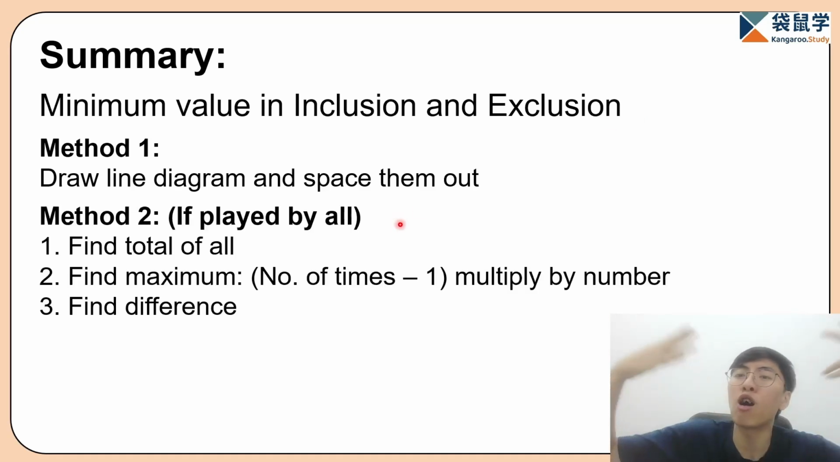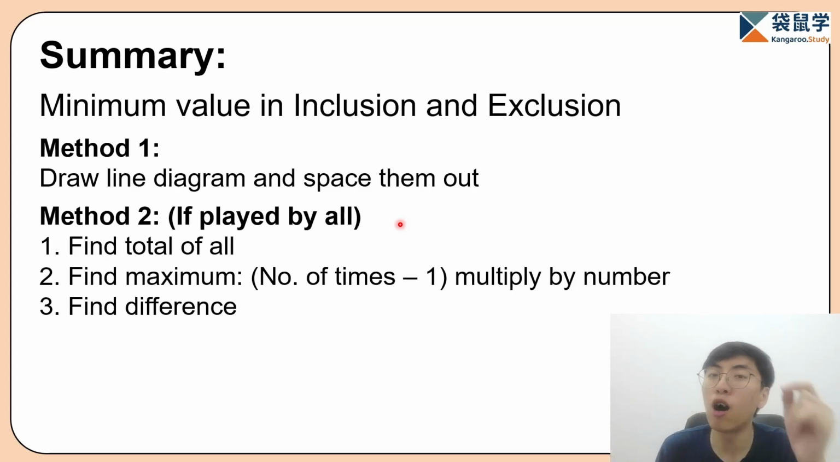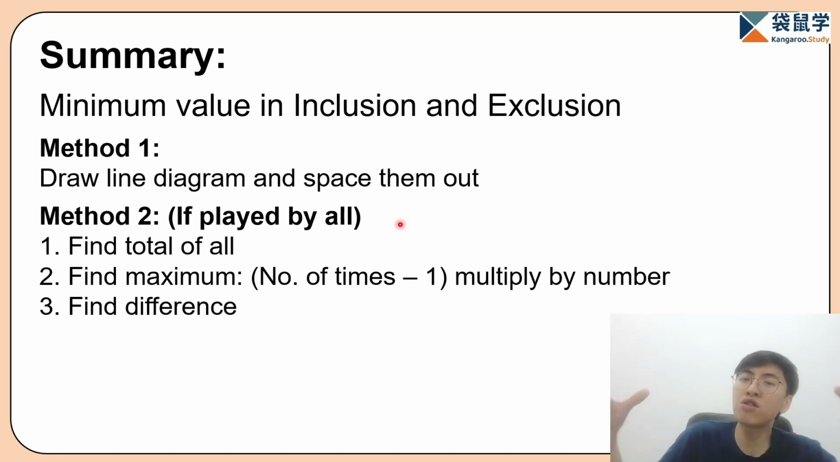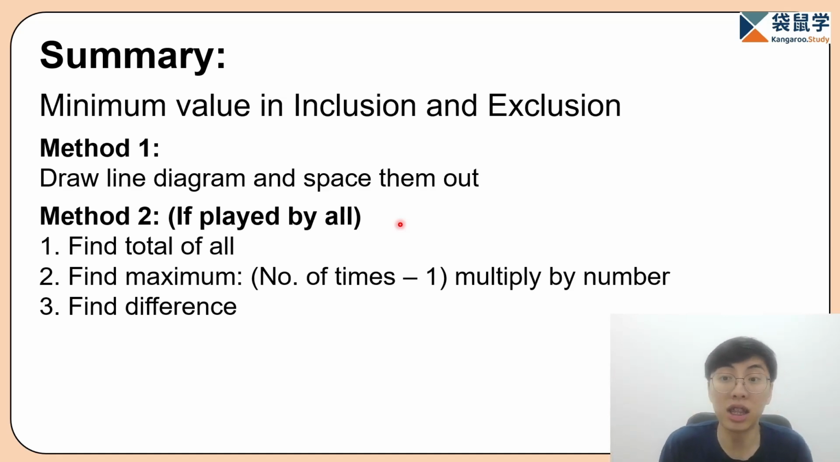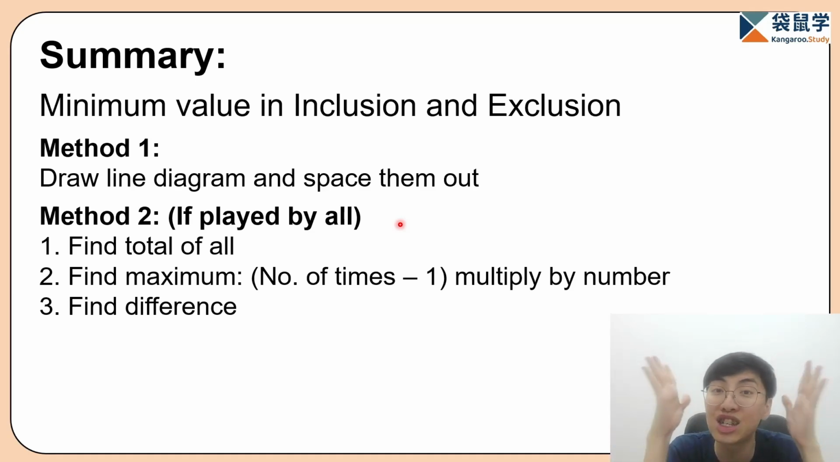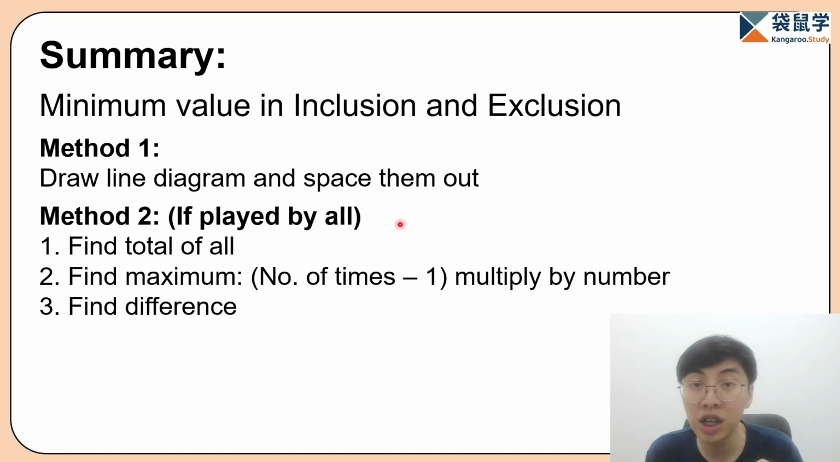If it is played by all of them, the first thing we need to find is the total that were played by all 3 of them. The second thing is that we take the number of children minus 1. Then we multiply by the number to find the maximum amount that was played by the children. And lastly, we find the difference between them, and that is just our answer. And this method, we do not need to draw out the diagram. So with that being said, that is the end of our question here.